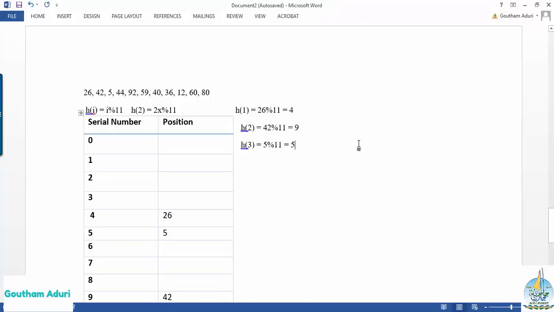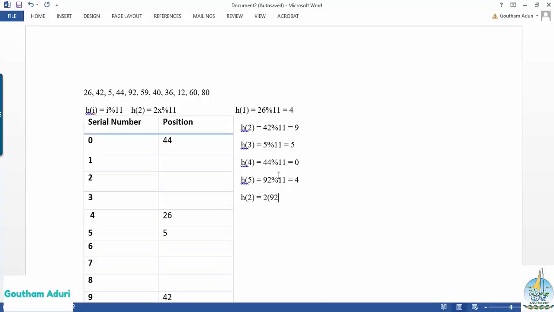And h of 4 is 44 mod 11. It's going to be 0. And then h of 5 is 92 mod 11, which is 88, remainder 4. 4 is getting collision. So now what I have to do is use the secondary hash function. h of 2 is nothing but 2 into x. The x value is nothing but 92 here.